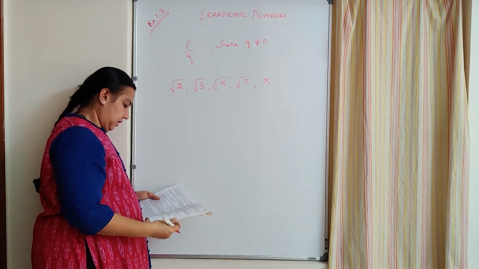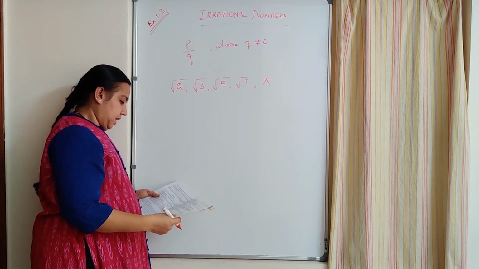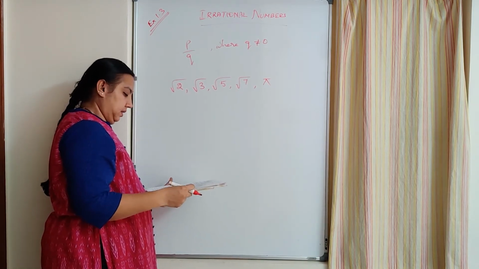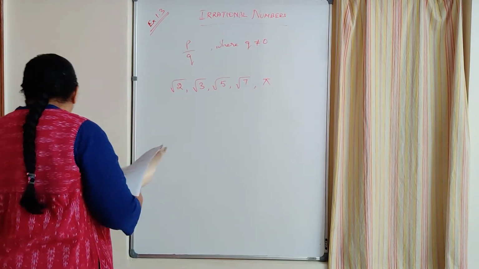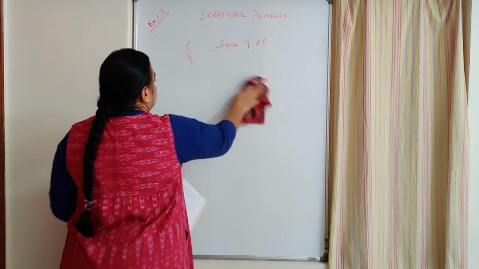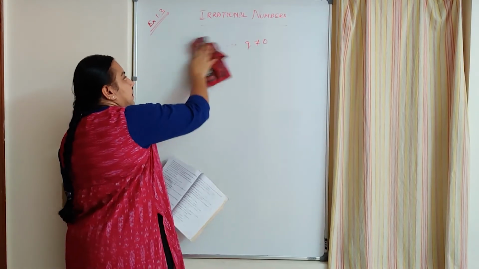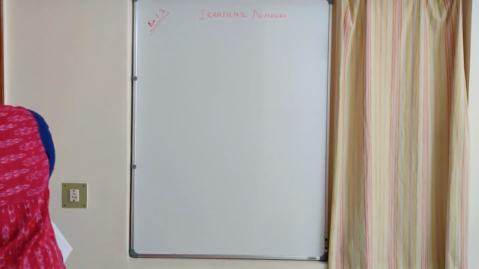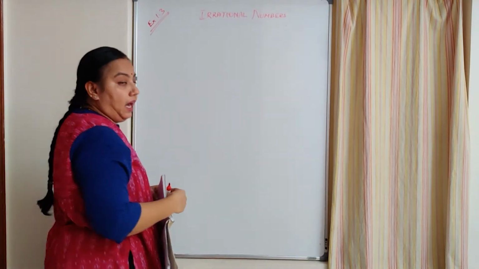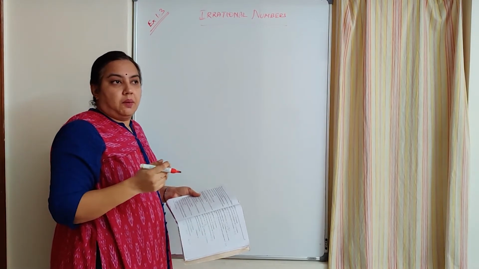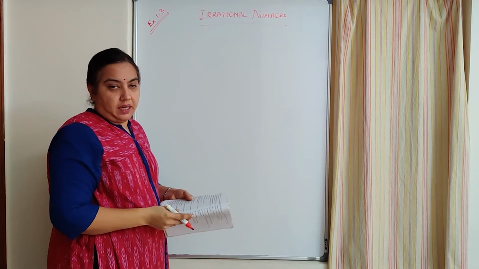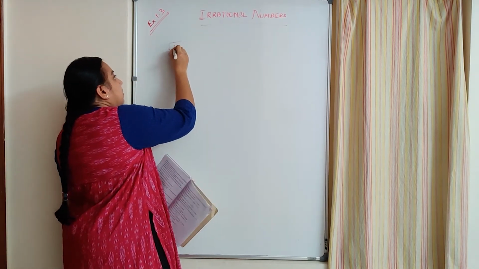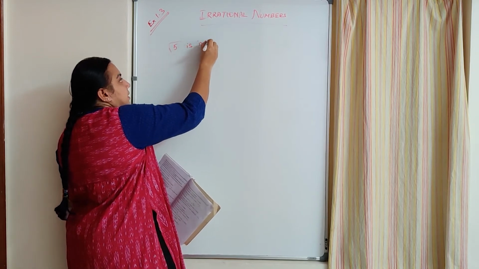Okay, now shall we go back to the chapter? The first question is, prove that square root of 5 is an irrational number. There is no such direct proof that any number is irrational. They have given a theory of what a rational number is, and when we prove that this number is not a rational number, we can conclude that it is an irrational number. This is the question.